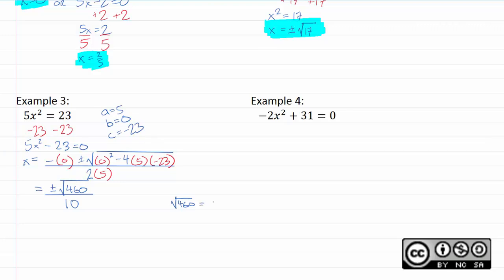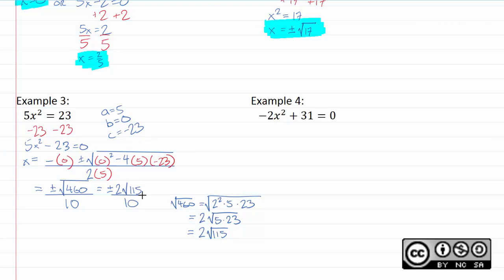Well, it turns out to simplify into 2 squared times 5 times 23. And so we can just take the square root of 2 squared and we get 2 times the square root of 5 times 23, which just equals 2 times the square root of 115. So we actually have here plus or minus 2 times the square root of 115 over 10.